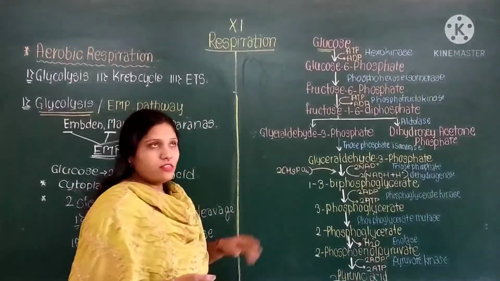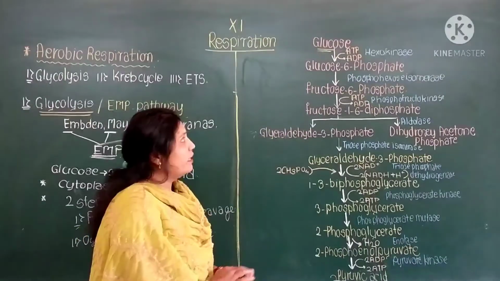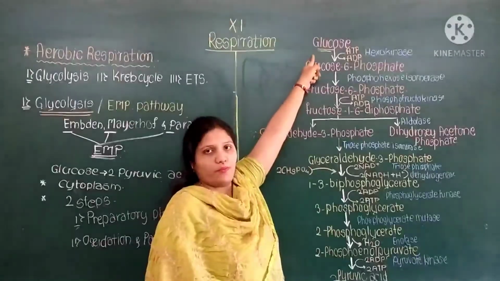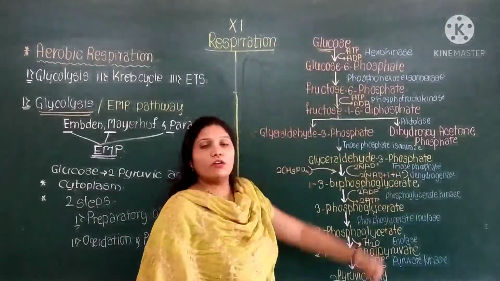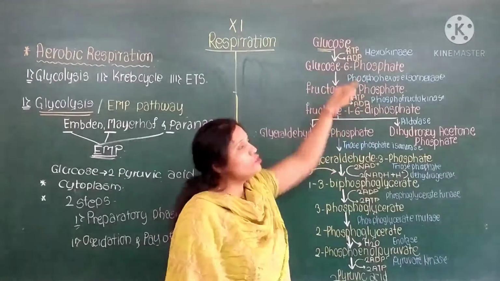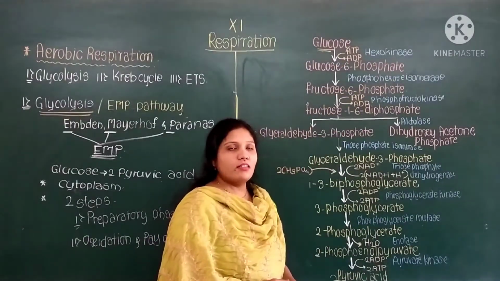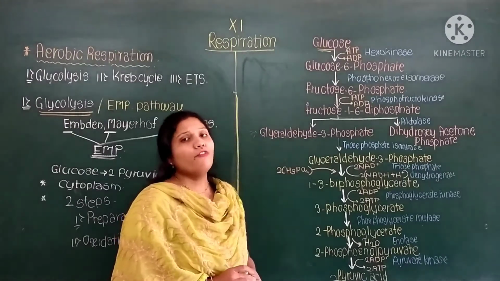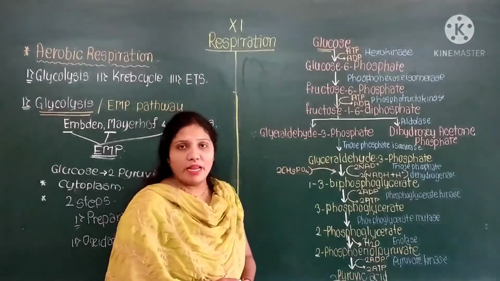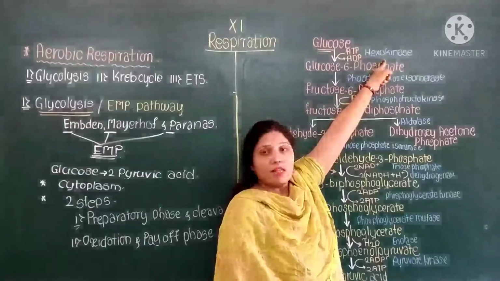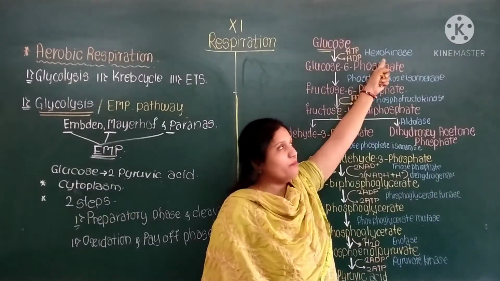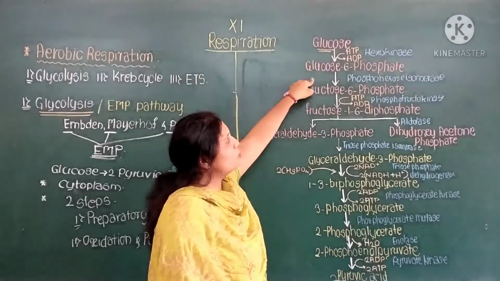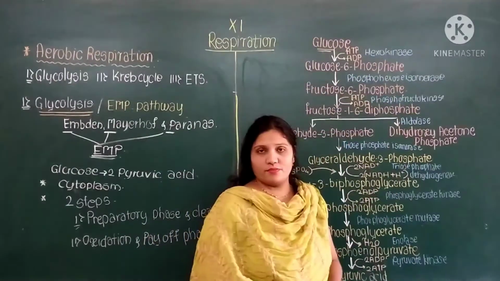Now let's see the first step. That first step is known as phosphorylation. This glucose molecule undergoes phosphorylation in the presence of ATP, and the magnesium ion factor is also present. So in the presence of the magnesium ion and the enzyme hexokinase, glucose converts into glucose 6-phosphate.